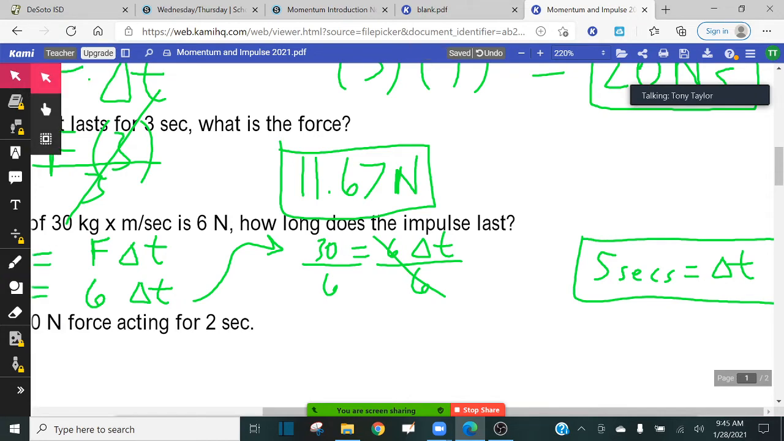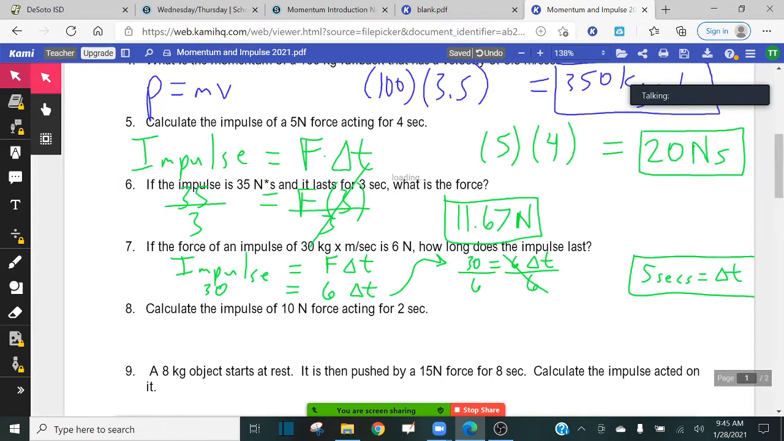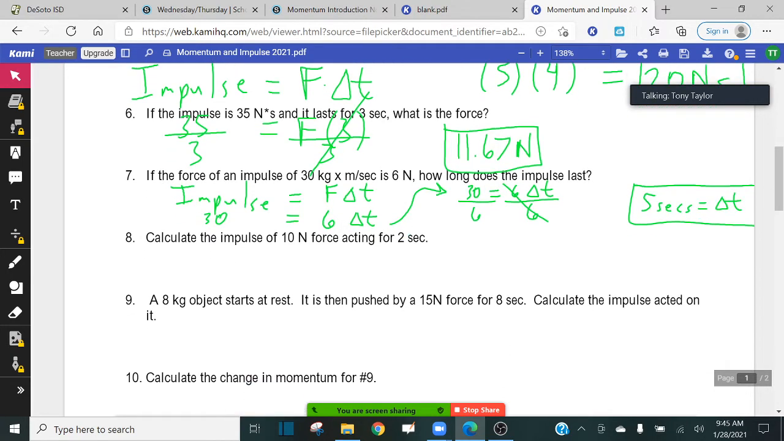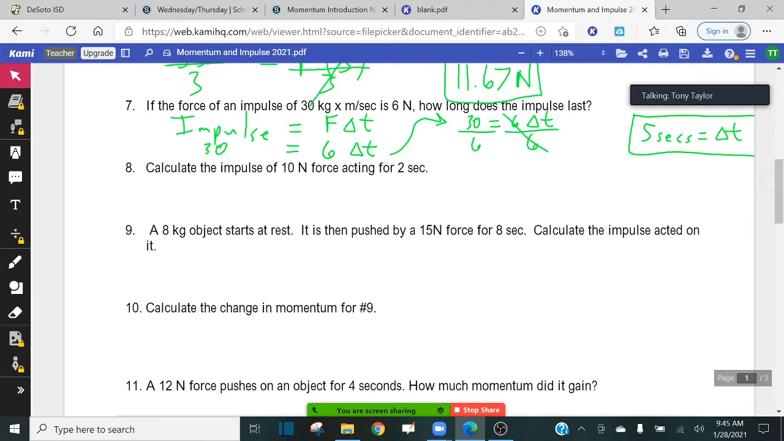That is our time interval for this problem. And by the way, on number 7, if you notice for impulse, instead of using Newton seconds, they use kilograms meters per second for the units. In just a moment, I'm going to explain why they do that, because technically you can do that. But typically when you see impulse, the units are Newton seconds. In a moment, I'm going to explain why you can also see it occasionally in other units.